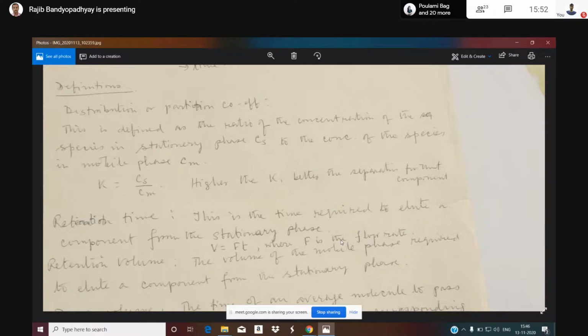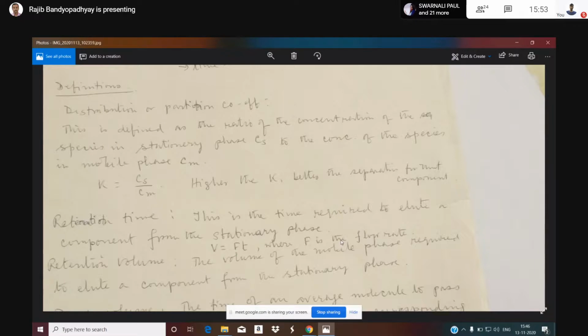And on this x-axis, the retention time will be different for different components, and we can identify the components based on the retention time. And the area under the curve will give you the number of molecules which are coming out from that column. Okay, so that is known as a chromatogram.